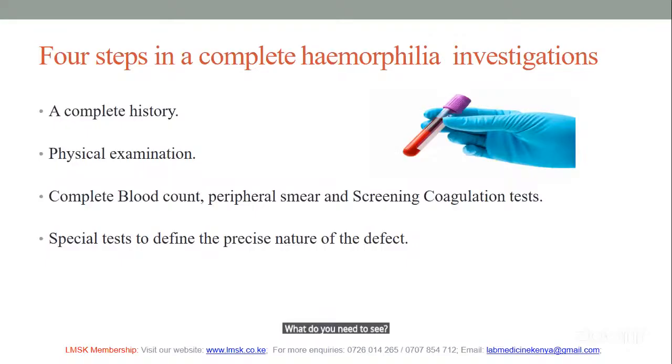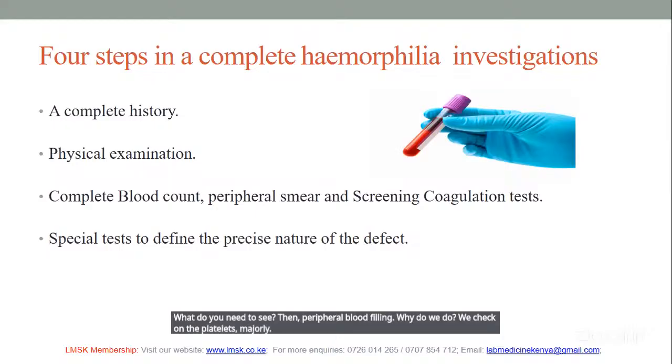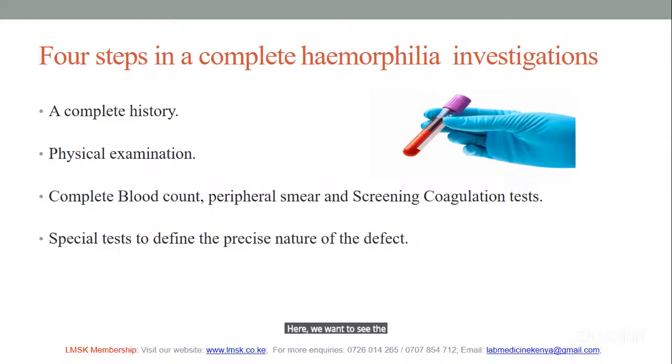Then peripheral blood film, why do we do it? We check on the platelets majorly. Here we want to see the aggregation, we are dwelling on platelets. Then screening of coagulation tests. Then special tests to define the precise nature of the defect. Next slide.